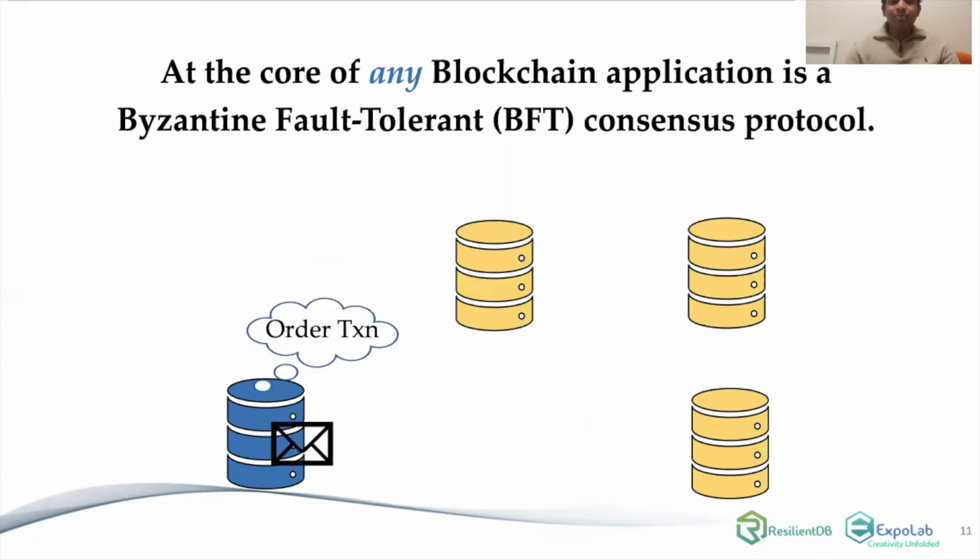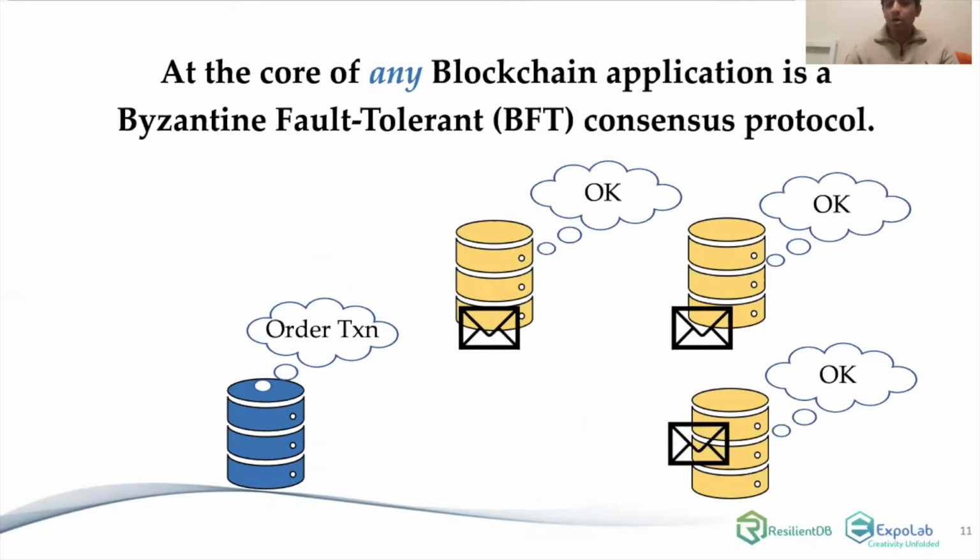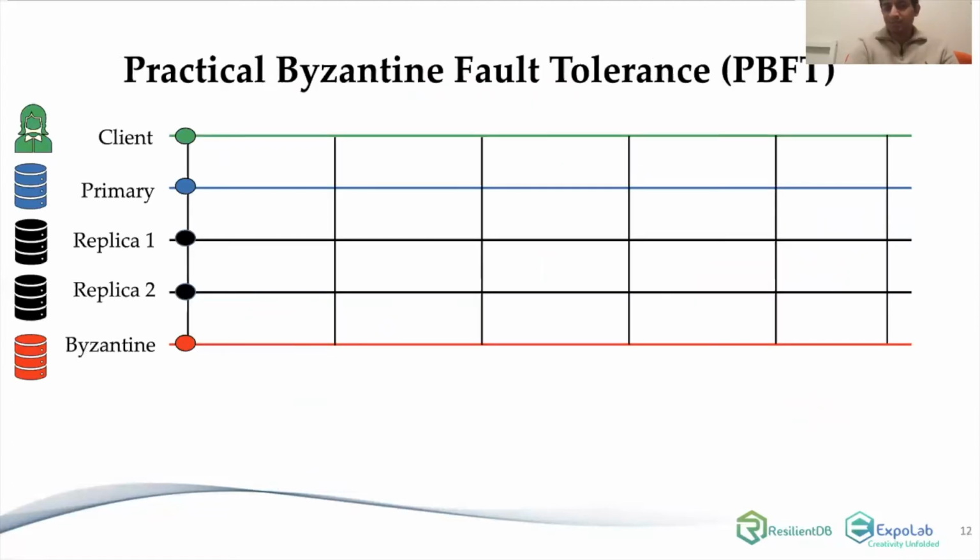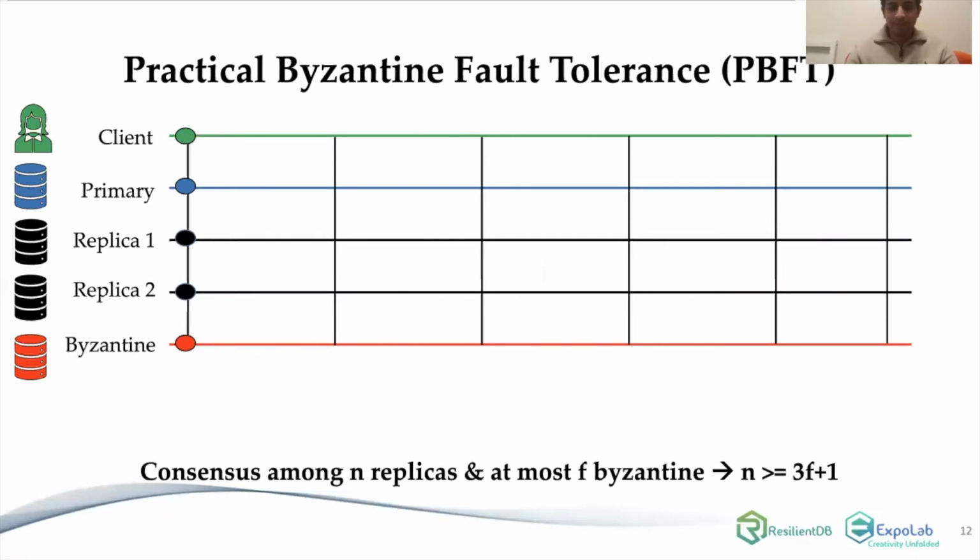At the core of any blockchain application is a Byzantine fault-tolerant consensus protocol. This protocol is used by all of these applications to order any transaction sent by the client. And these Byzantine fault-tolerant consensus protocols are the focus of this presentation. In specific, we'll take a step back in time and look at the first protocol, which is the Practical Byzantine Fault Tolerance protocol. This protocol allowed doing consensus among n replicas, of which at most f are Byzantine, where n is greater than or equal to 3f plus 1.